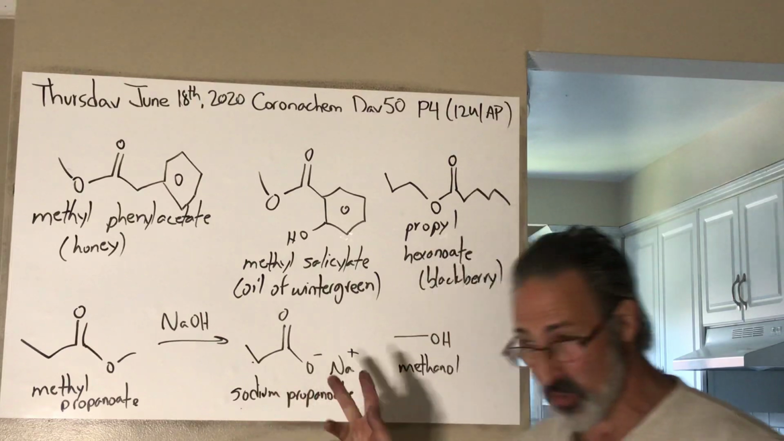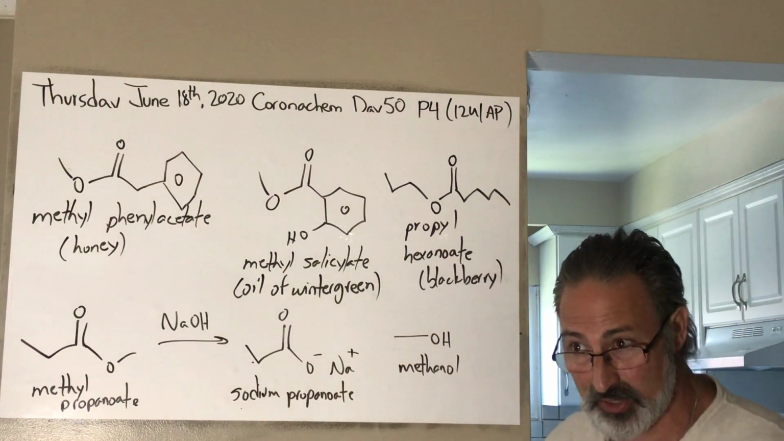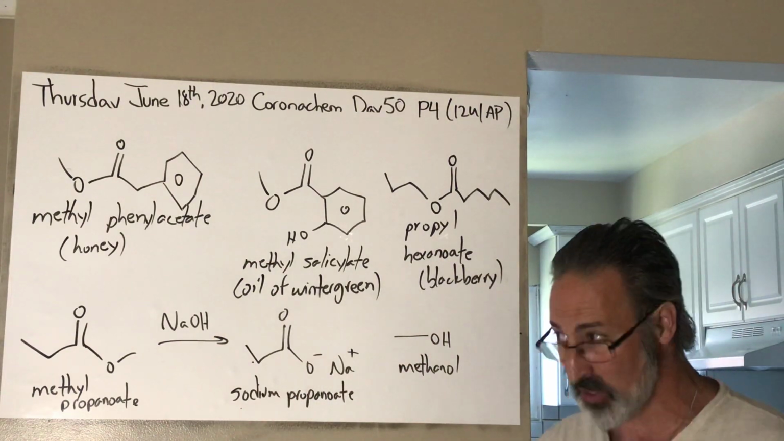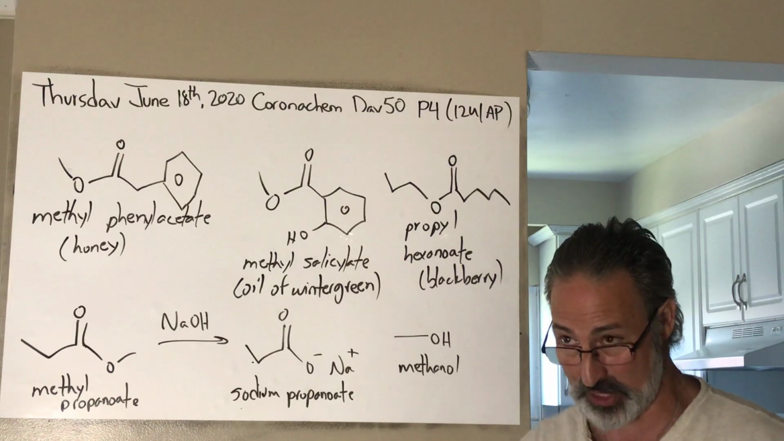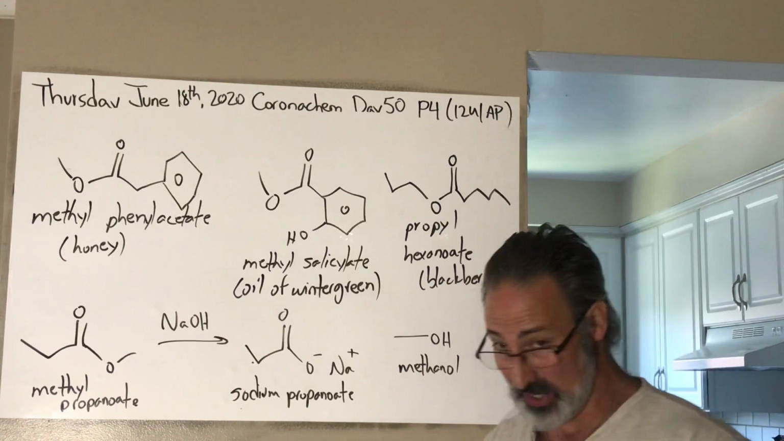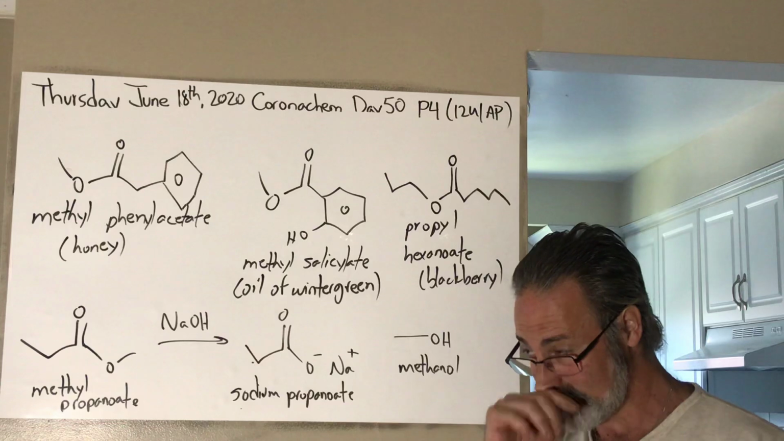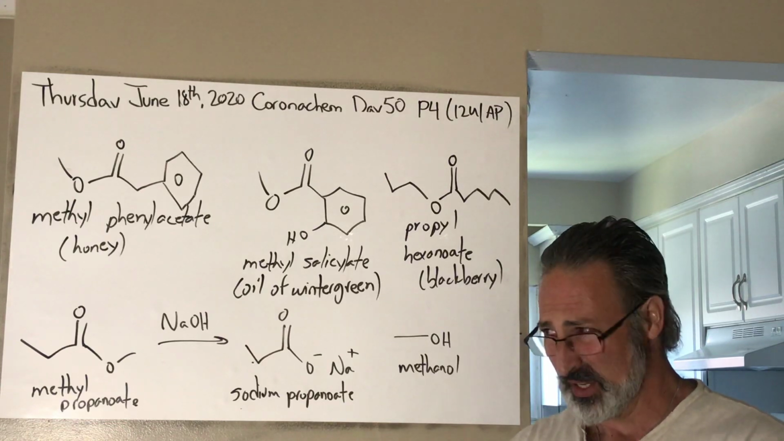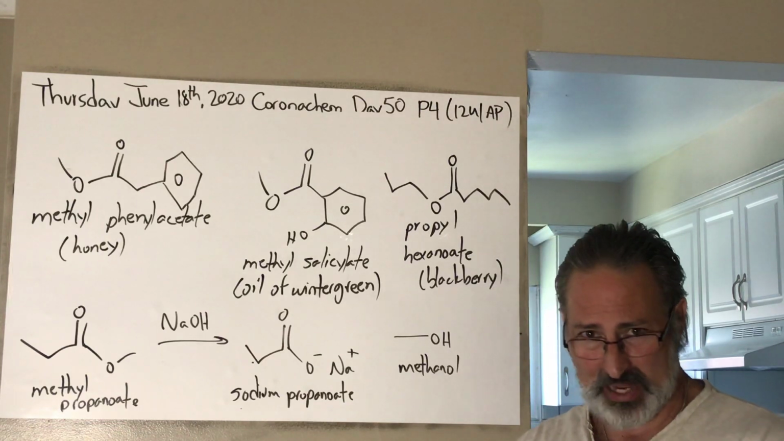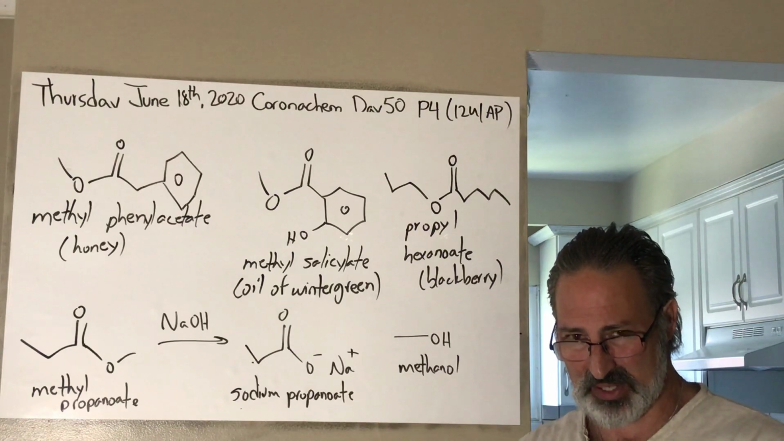You can use this same reaction on animal fats to produce soap. That's called a saponification reaction. In the old days, what they would do is collect the grease from cooking animal fat, like bacon, for example.